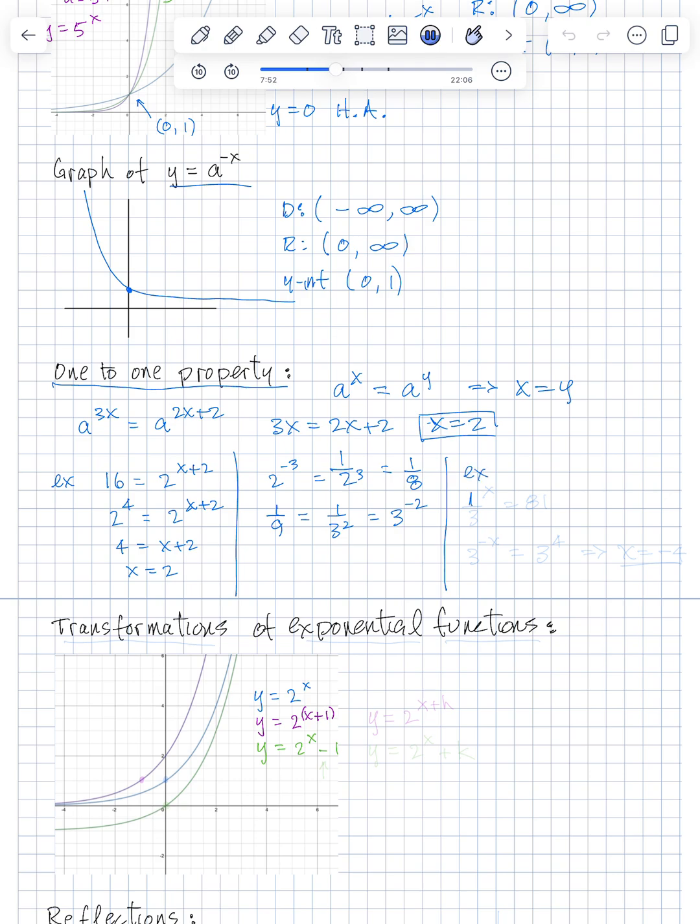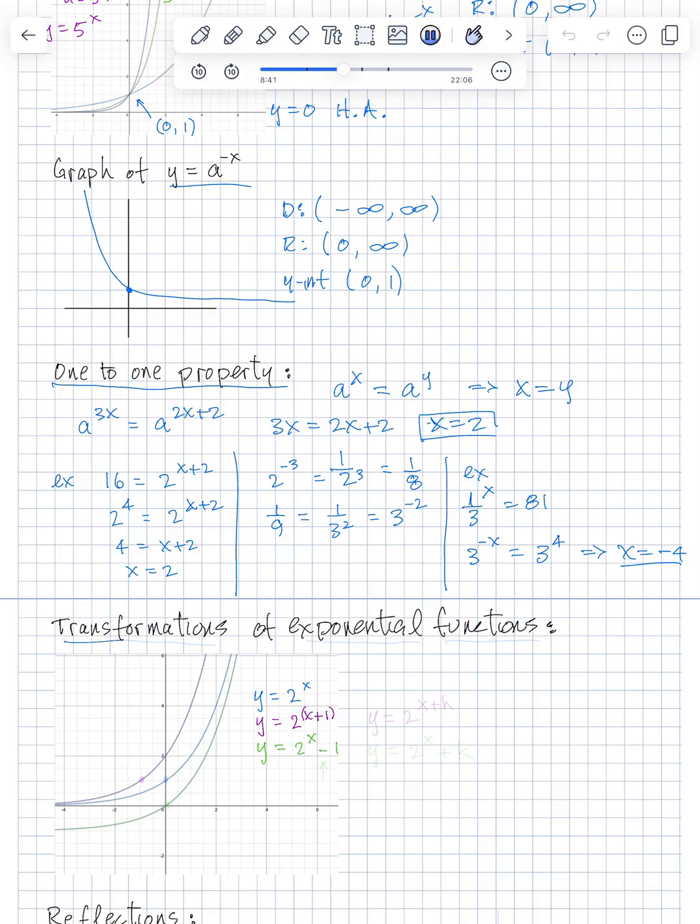So look at this example. Let's say we have 1/3 to the x is equal to 81. Well, we want to get the bases the same. The first thing we're going to do is flip this 1/3 to the x and make it 3 to the negative x. And now 81, we want to put that in base 3. Well, 81 is 9 squared, and 9 is 3 squared, so this is going to be 3 to the 4th. And that gives us x is equal to negative 4.